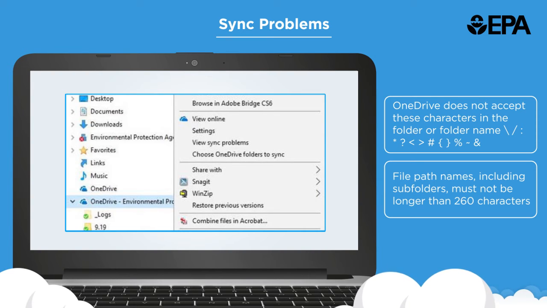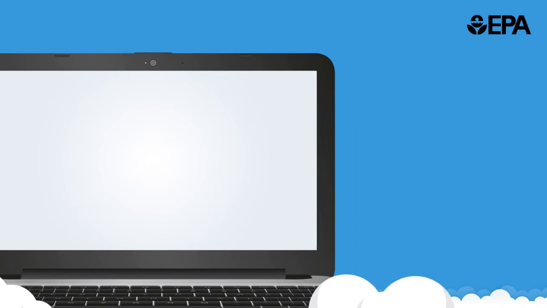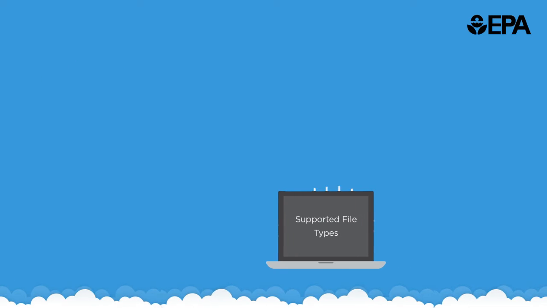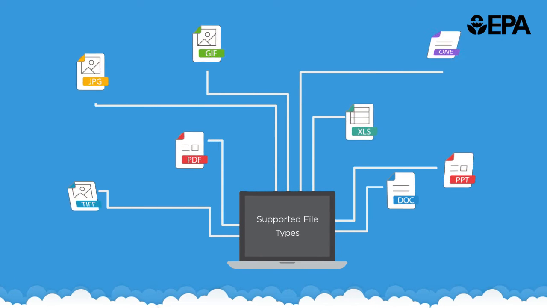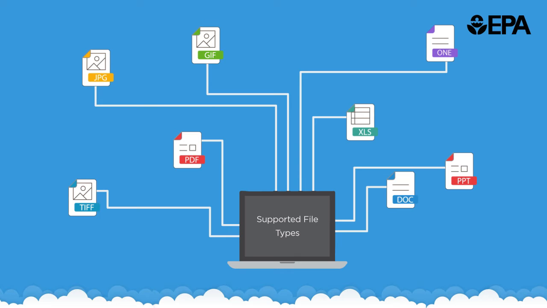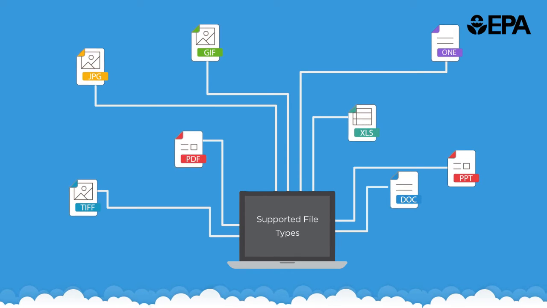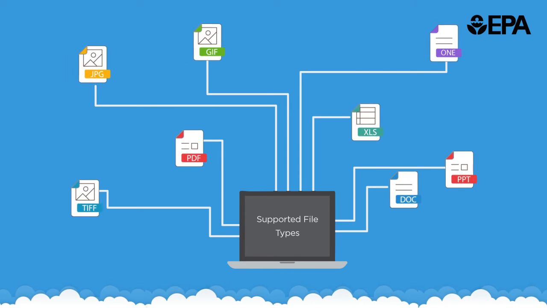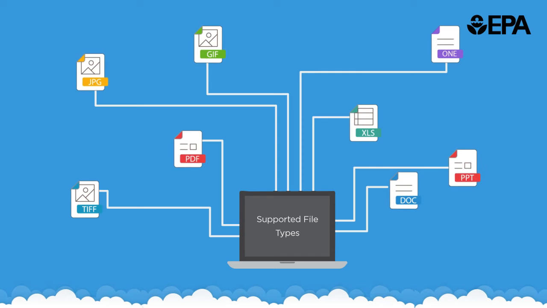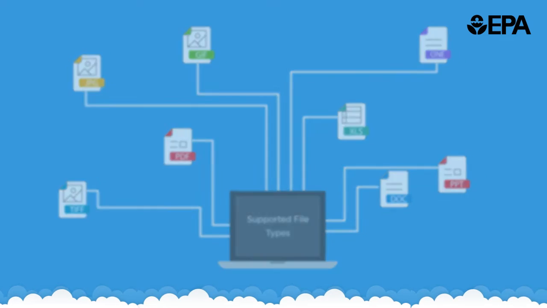To do this, navigate to File Explorer, right-click on the OneDrive icon and select View Sync Problems. You will see a list of which files are unable to sync with OneDrive. Most of your work files are supported by OneDrive. Some of the most common file types are Word, PowerPoint, Excel, OneNote, PDF, JPEG, GIF, and TIFF.